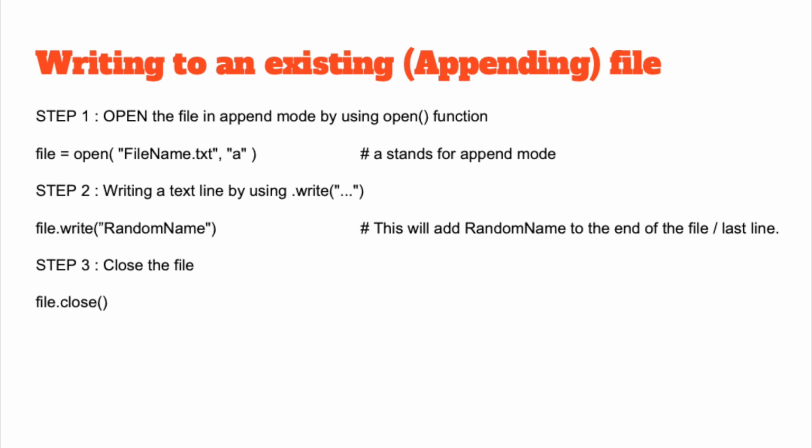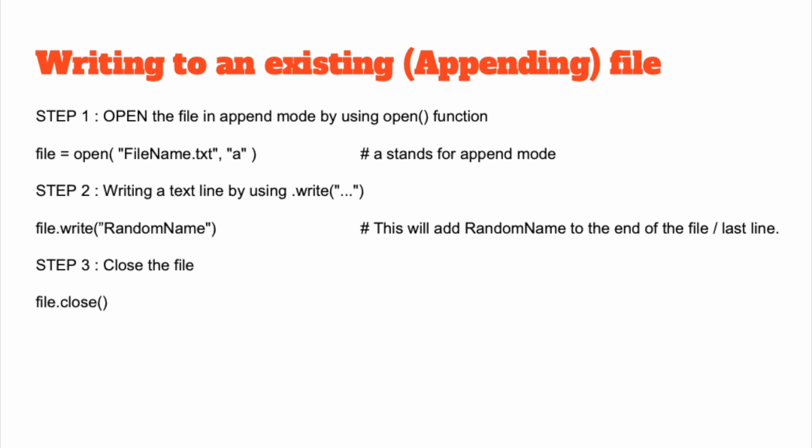So what if we want to write to an existing file? We don't want to overwrite it. We want to append to it. The process is exactly the same. This time we're going to open the file in append mode. So you just put a at the end of it. So file is equal to open filename.txt, whatever it is, comma a. And the a stands for append.